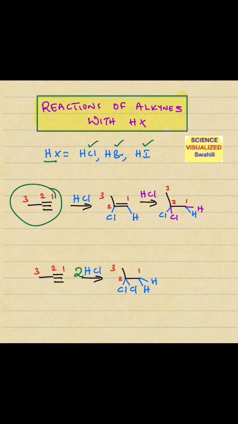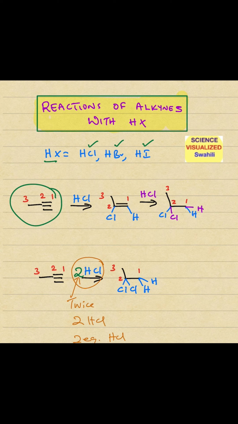Next, we'll look at addition of HCl, but now we are using twice equivalents. So that means twice the amount of HCl. So you could write 2 HCl or 2 equivalents of HCl, or sometimes they will say excess HCl. All those mean the same thing.